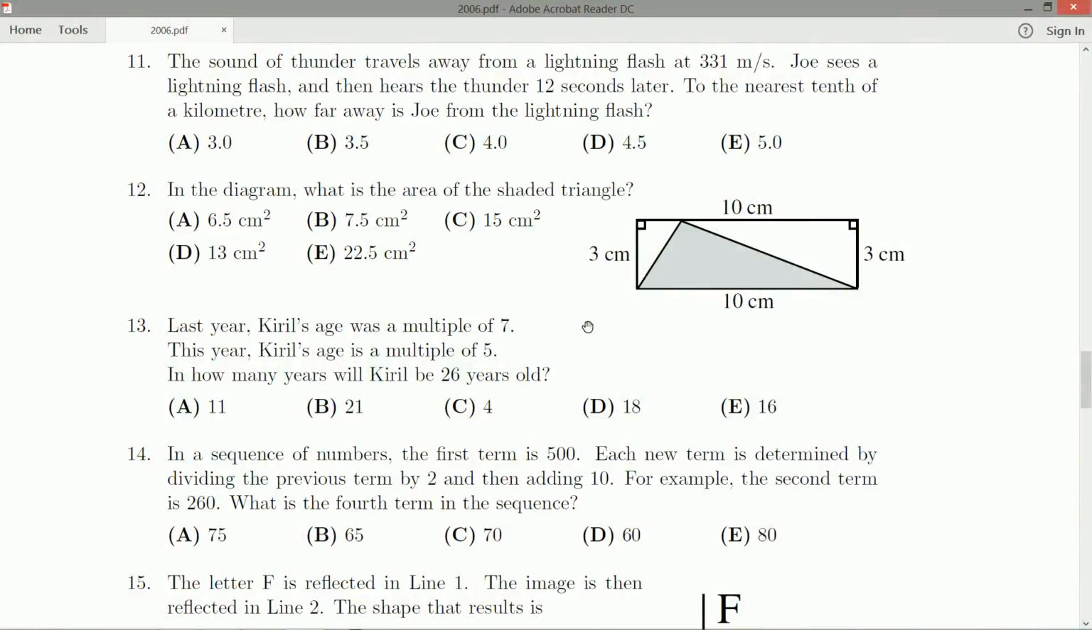And we're on question 12, the very second question in the B part, where the questions are worth just a little bit more, and as such, are just a little bit more challenging. So, in the diagram, what is the area of the shaded triangle?